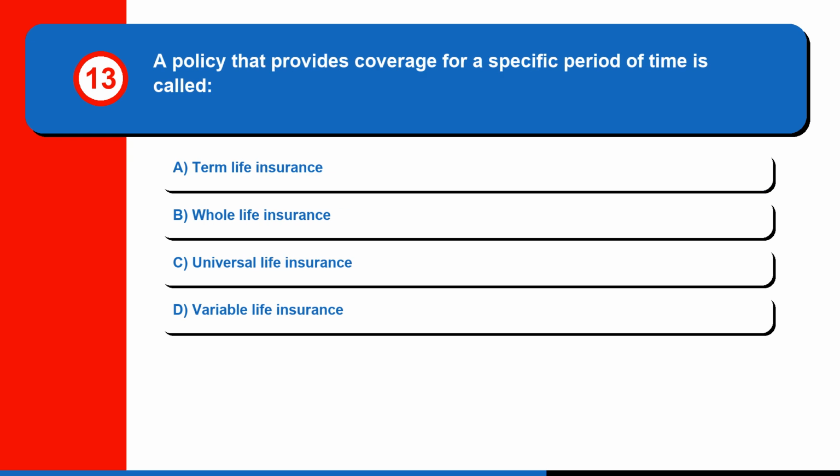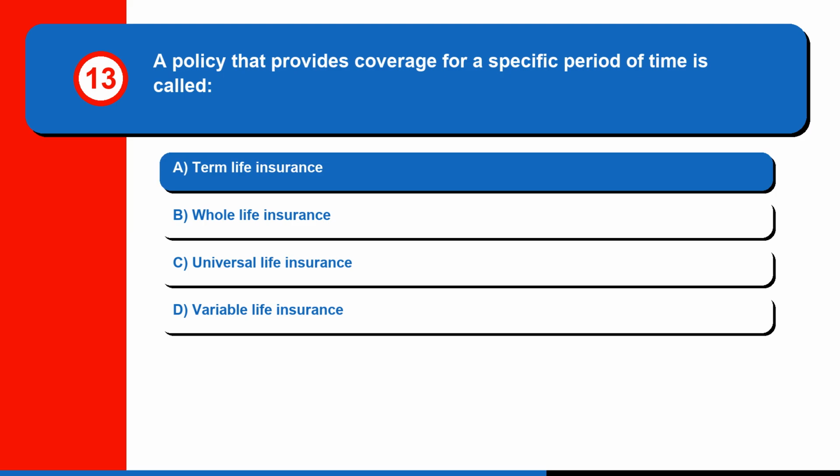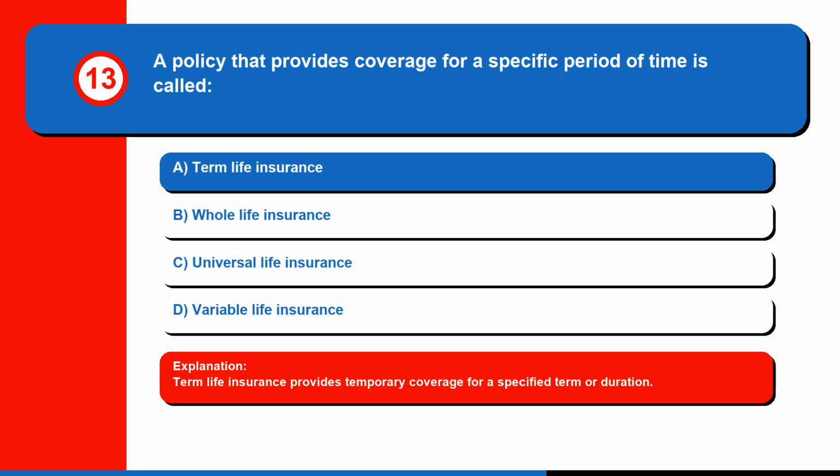Question 13. A policy that provides coverage for a specific period of time is called A. Term life insurance. B. Whole life insurance. C. Universal life insurance. Or D. Variable life insurance. The correct answer is A. Term life insurance. Term life insurance provides temporary coverage for a specified term or duration.